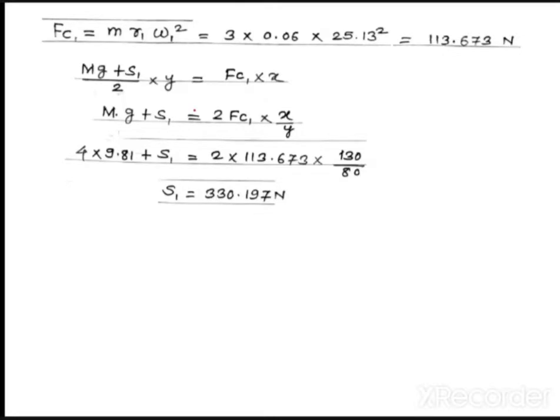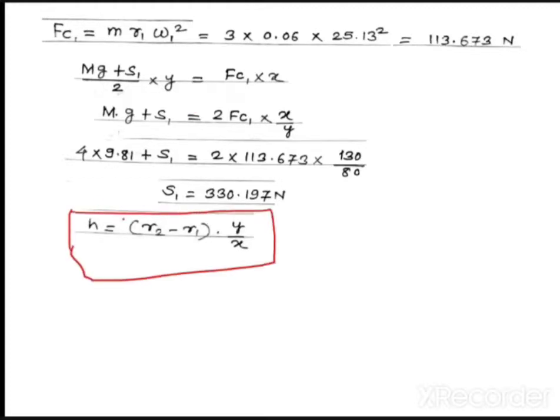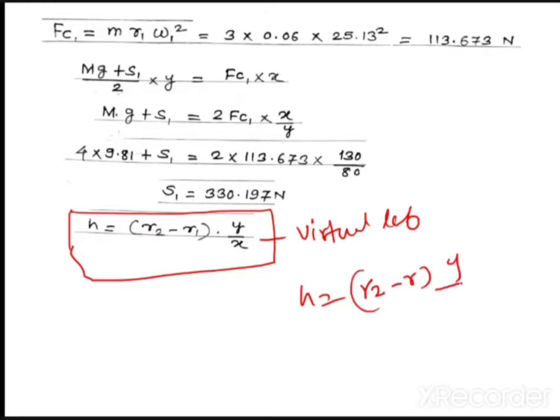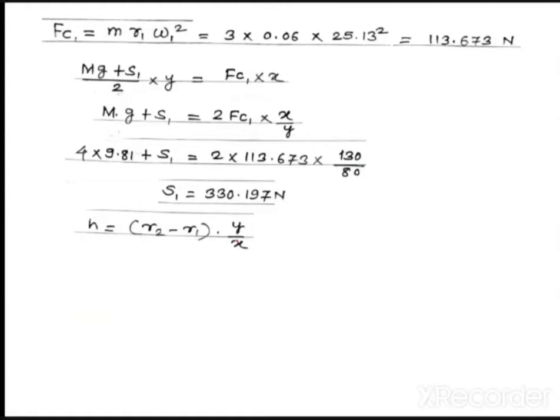First of all, take a moment for the minimum position and find s1. S1 is the spring force exerted at minimum speed. Then find h. This formula is very important to remember. Yesterday, in the virtual lab practical, we used the same formula: h is equal to r2 minus r1 upon y upon x.